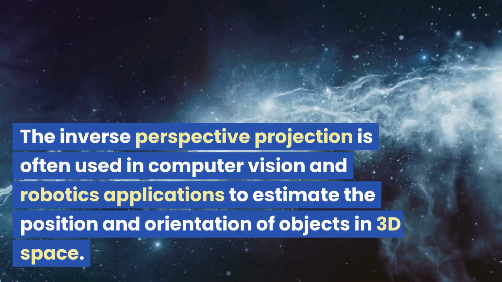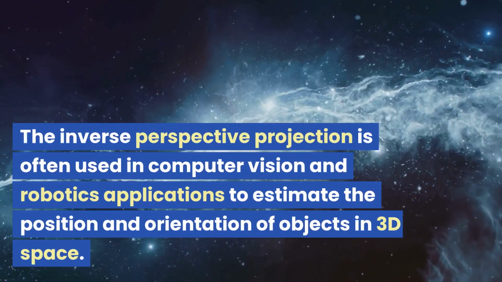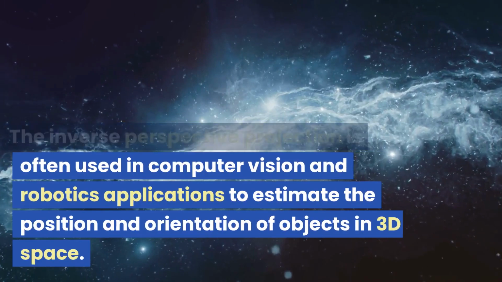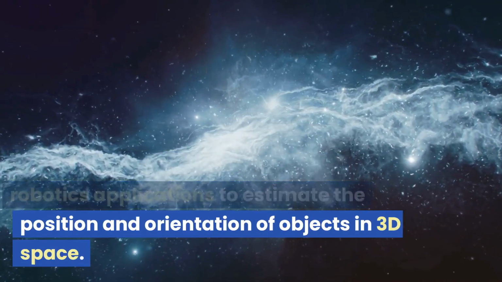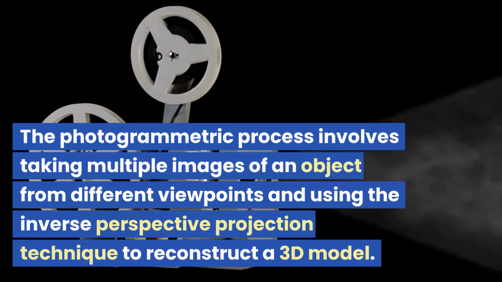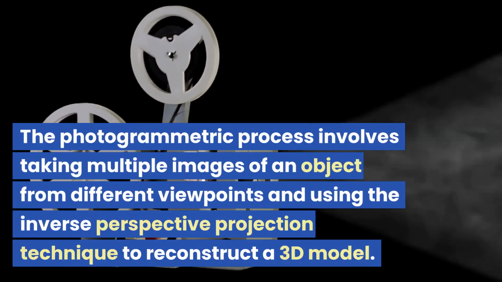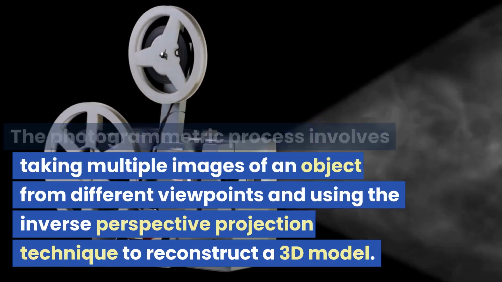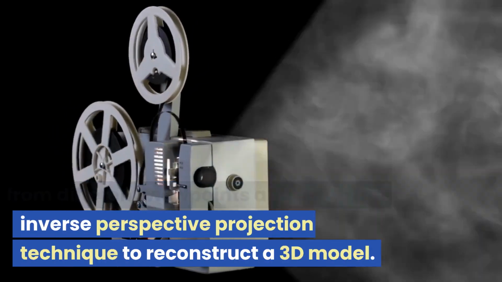The inverse perspective projection is often used in computer vision and robotics applications to estimate the position and orientation of objects in 3D space. The photogrammetric process involves taking multiple images of an object from different viewpoints and using the inverse perspective projection technique to reconstruct a 3D model.